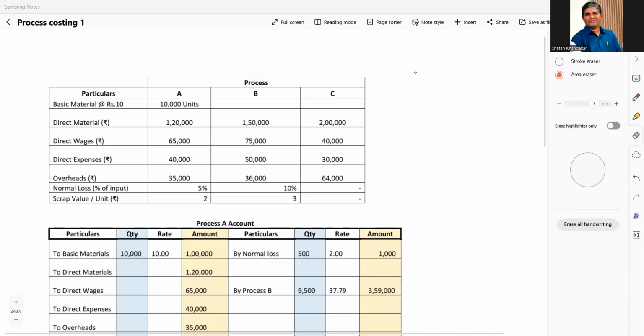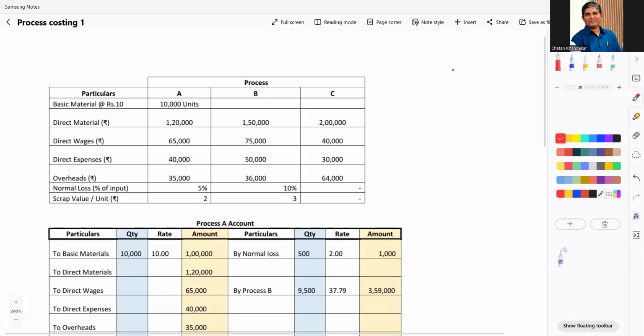Hello students, as we have seen in our introduction video of process costing, when some product is manufactured using multiple processes, then generally the flow is: process A is the first step where the goods are manufactured using one process, and then those goods are transferred to process B. Again, after process B, the goods are transferred to process C, and once they are processed completely, they are delivered to the market for sales.